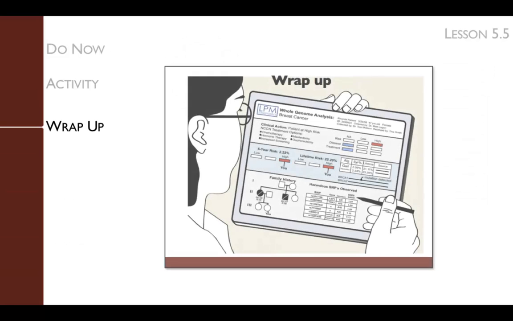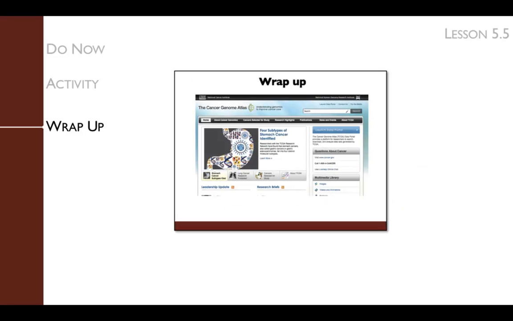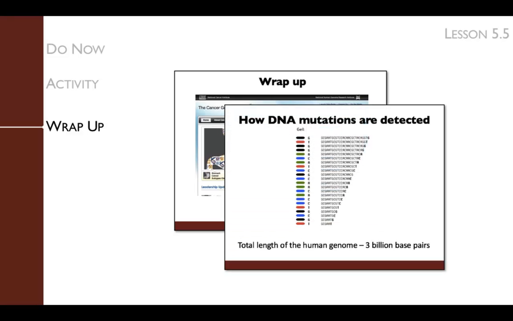The wrap-up leads us into a discussion about what might happen if everyone's genomes could be mapped and mutations could be tracked over time to determine what types of treatments could be developed. Companies and databases such as the Cancer Genome Atlas have sequencing information that includes all the gene mutations in many types of cancers.